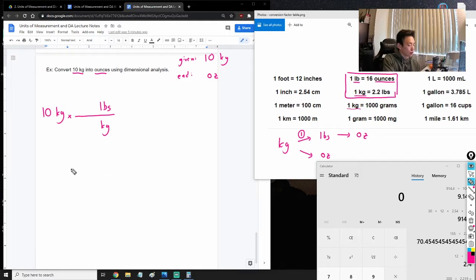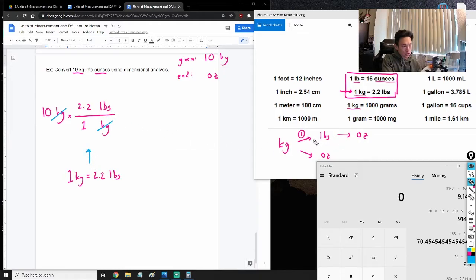Okay, so here we're going to be using this formula right here. We have 1 kilogram equals 2.2 pounds. So that means we're going to put 1 on the bottom because it's 1 kilogram, and we're going to put 2.2 pounds on the top. Okay, we do that so that the kilograms can cancel out, and now we have pounds.